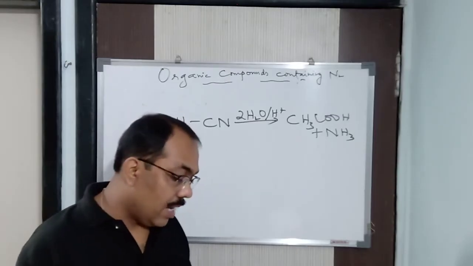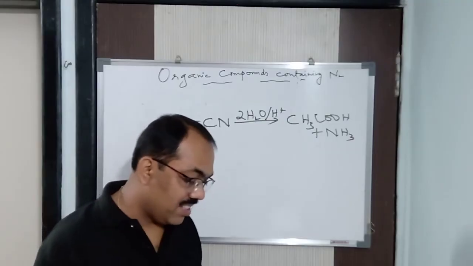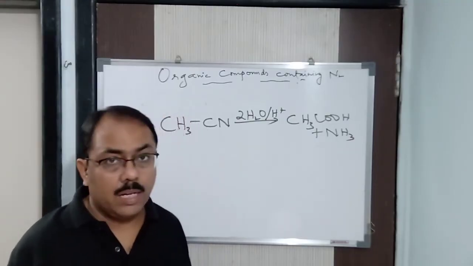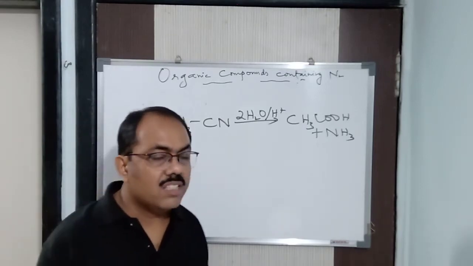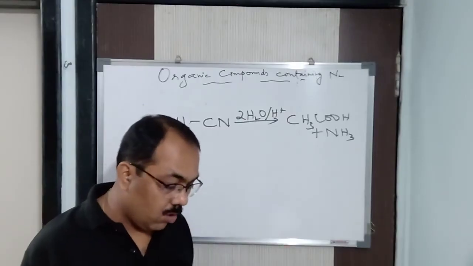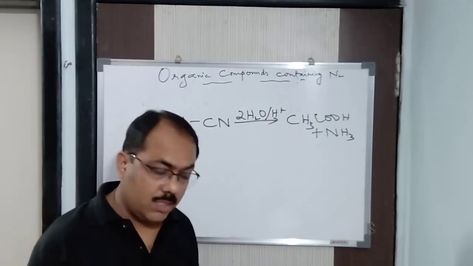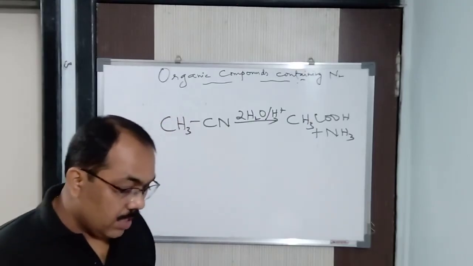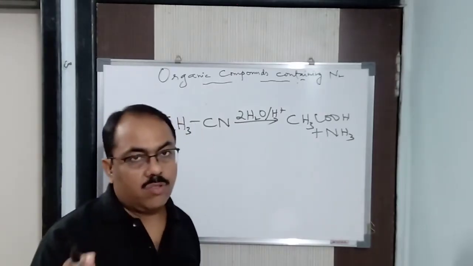Similarly, the isocyanides are also named accordingly. Like CH3NC, methyl isocyanide, we can also call it methyl carbylamine or methyl isonitrile. Similarly, if it is CH3CH2NC, it is ethyl isocyanide or ethyl carbylamine or ethyl isonitrile. I hope you understood this particular thing. In this way, the naming is done for nitriles and isonitriles.